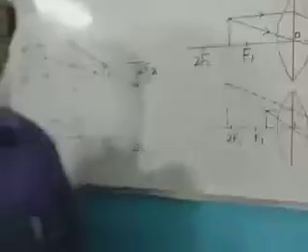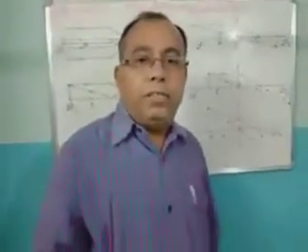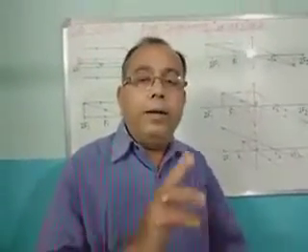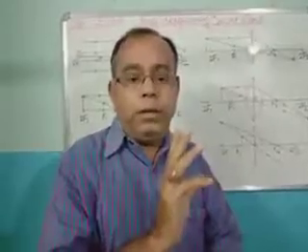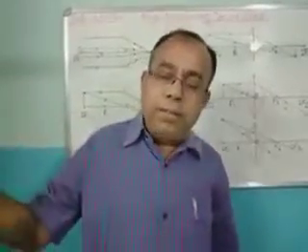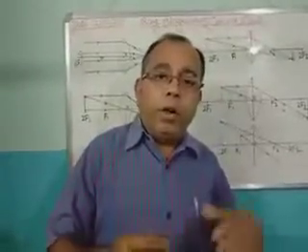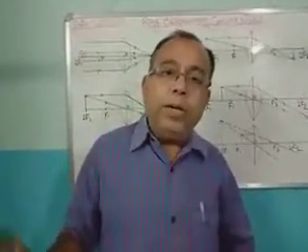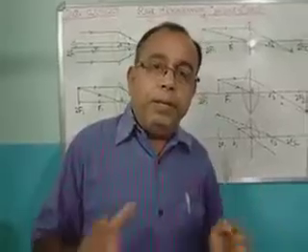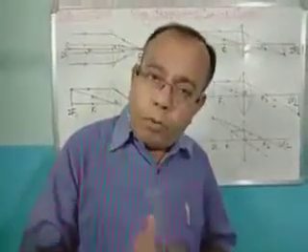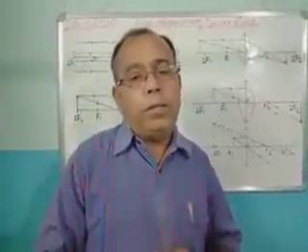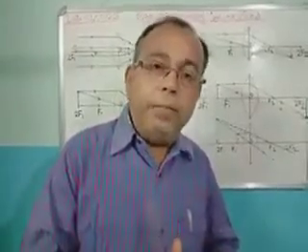So all the ray diagrams of the convex lens I have explained. For the concave lens there are only two positions: when the object is placed at infinity, and second, when the object is placed between infinity and the optic center. That one you try to do on your own. So your homework is to practice the ray diagrams. Thank you.